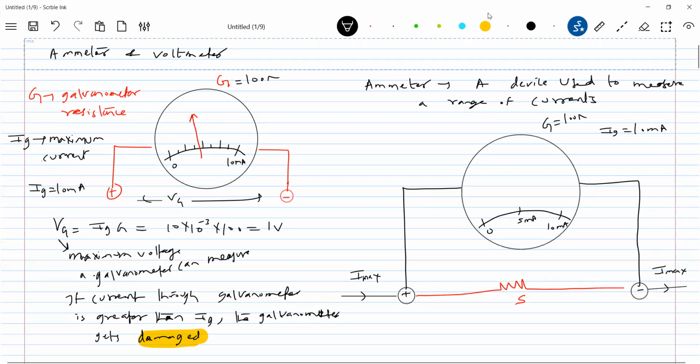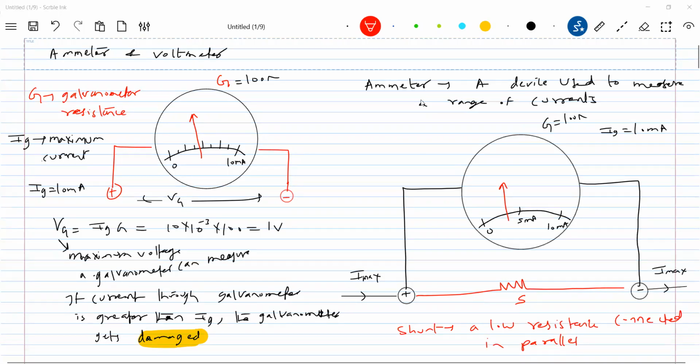So what is the range of current I want to measure? I want to measure a current of some higher order. Then I can take help of this condition. So what is this? S is called a shunt. What do you mean by shunt? First, a low resistance connected in parallel.